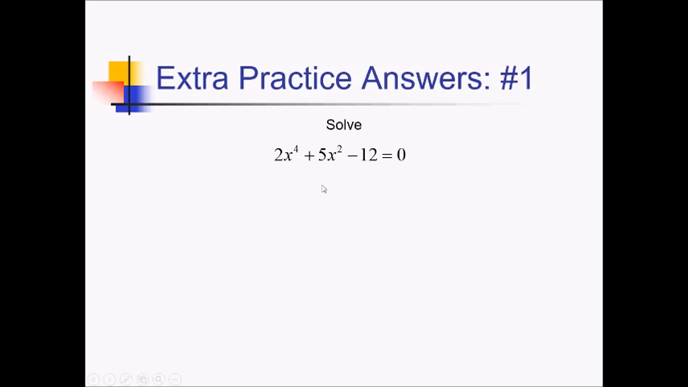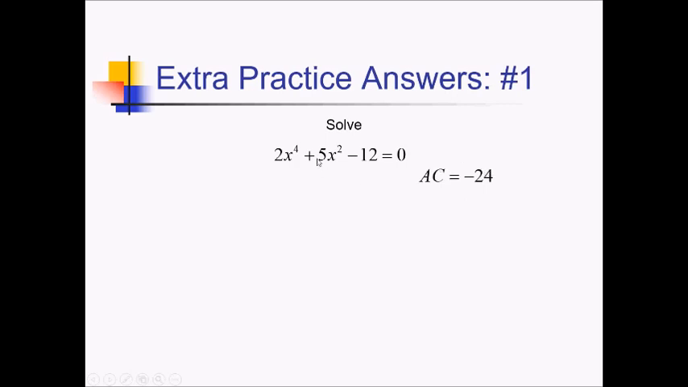So let's see here. This is actually going to be kind of tricky to factor as a quadratic because we have an a value out in front here that's not 1. So I'm going to use the AC method to help me here. So we have 2 times negative 12, a times c. That gives me an AC value of negative 24. So now I'm looking for factors of negative 24 that add up to 5.